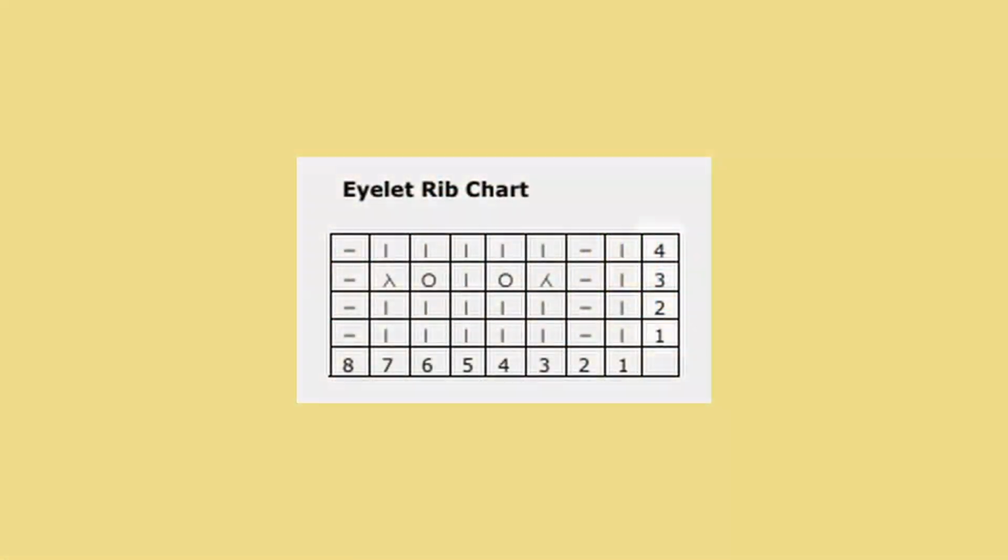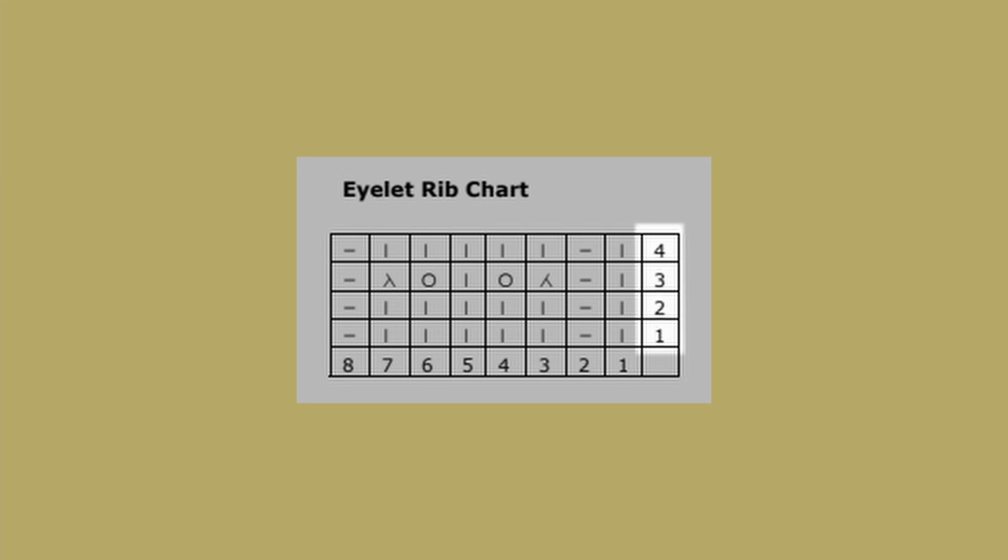Let's look again at the pattern repeat chart from my socks. The numbers over on the right here are the round numbers, and since the numbers are on the right, this tells me that my chart should be read from right to left. More about that in a second.